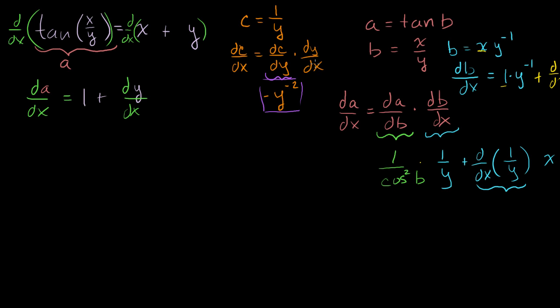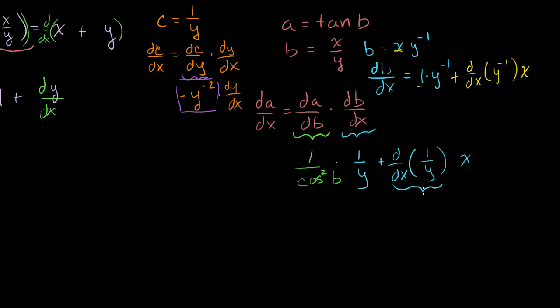And I don't know what the derivative of y with respect to x is. That's what we're trying to solve for. So it's that times the derivative of y with respect to x. That just comes out of the chain rule. So this is the derivative of this thing with respect to x, which is the same thing as the derivative of c with respect to x. I can rewrite this little piece as minus y to the minus 2 dy dx. And then, of course, that is times x. And then we had the plus 1 over y. And all of that was times the 1 over cosine squared of b.